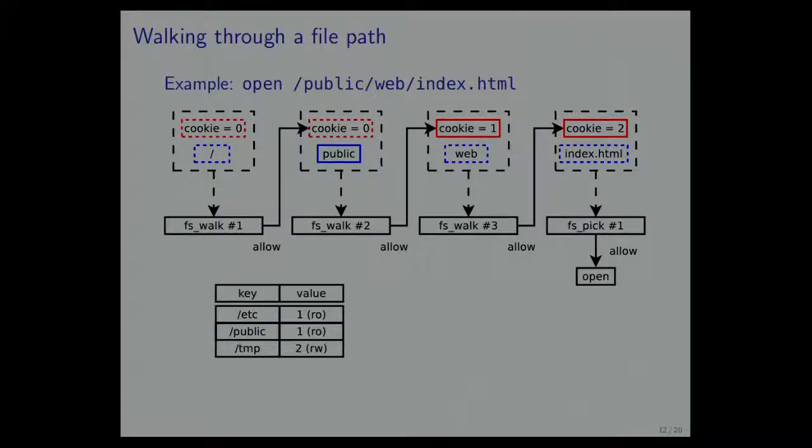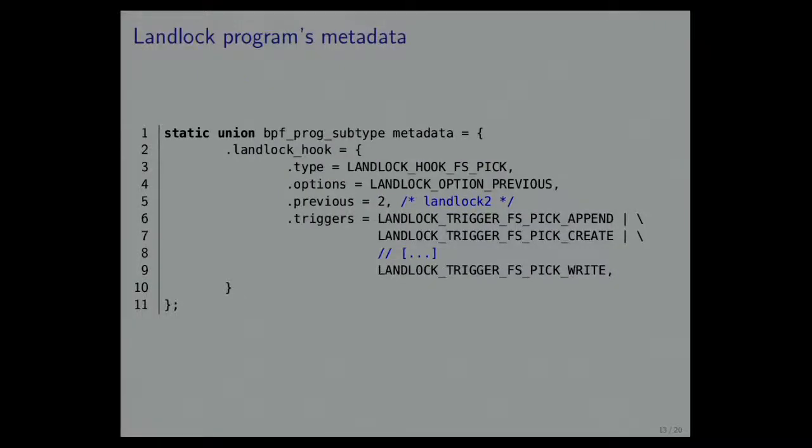So let's take a look at how we can write this kind of BPF programs, Landlock programs. First, we need to define some metadata, some properties. So like I said, we need to tie a Landlock program to a Landlock hook. In this case, it is an FS hook. Then we need to chain it. In this case, it is the third program, which is the second fspick, and it is tied to a previous one.